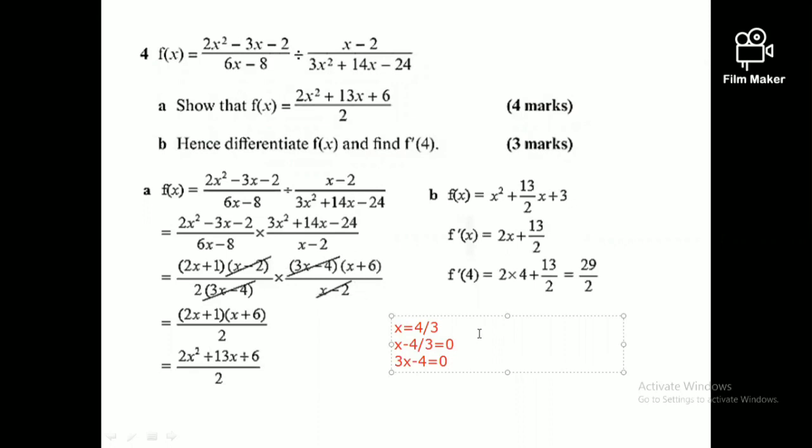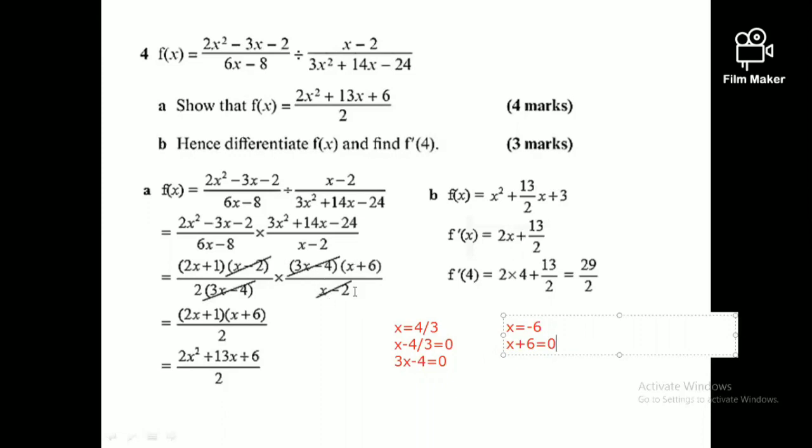The other part, you will obtain the answer like this. You will obtain the answer x equals to minus 6. That means x plus 6 equals to 0. With that, you can get the second bracket as x plus 6. So you can say 3x minus 4 into x plus 6.